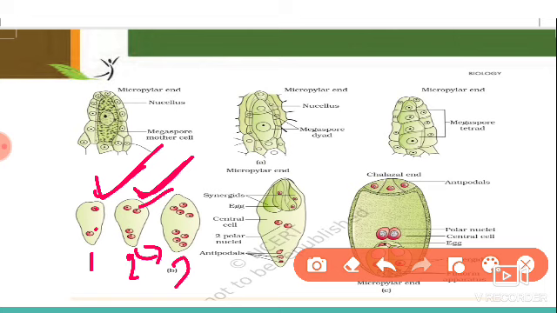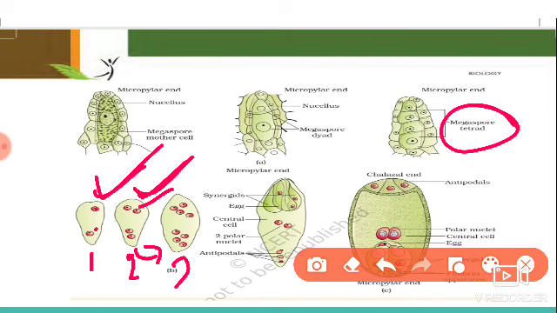So a total of 8 nuclei are going to be formed. This is important. Please remember, a single megaspore undergoes the division of the nucleus, and this karyokinesis leads to the formation of 8 nuclei. So a total of 8 nuclei are going to be formed.